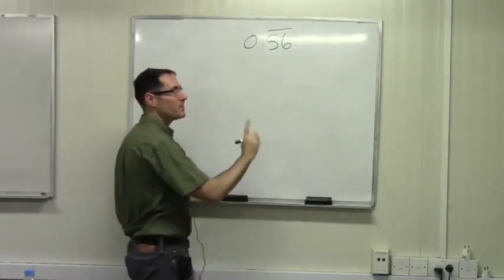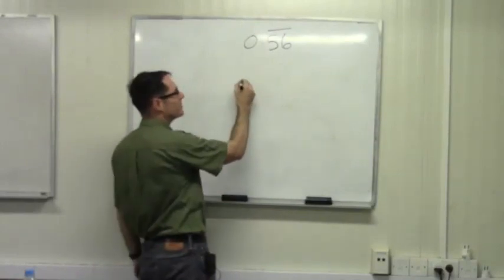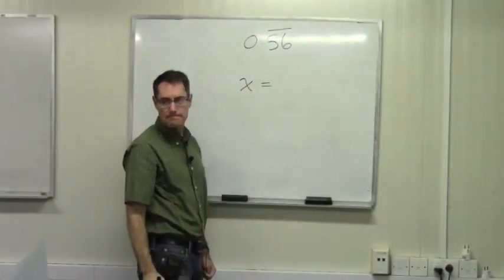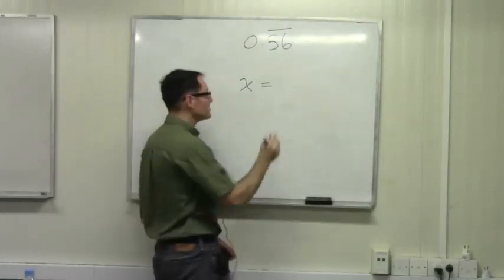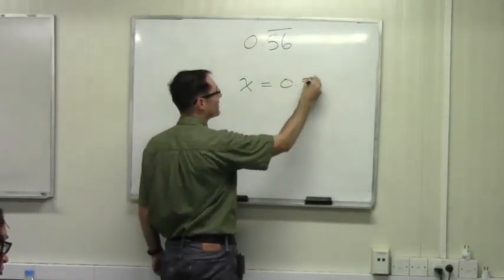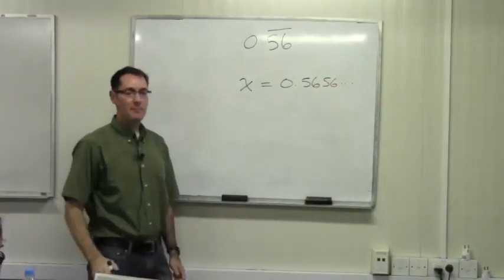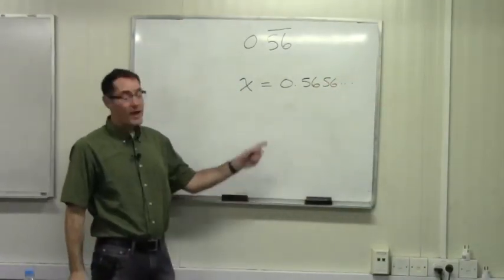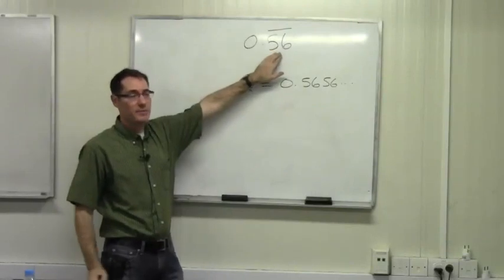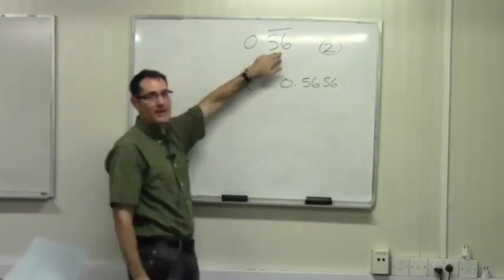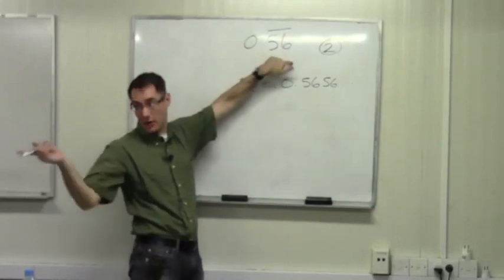OK, 56 repeating. What's the first thing we said we did with this? x equals the number, right? So in this case, 0.5656 dot, dot, dot. OK, then what did we do? We counted up how many digits repeated. In this case, there were 2 repeating digits. So we're going to multiply by 10 raised to the 2, which is 100.